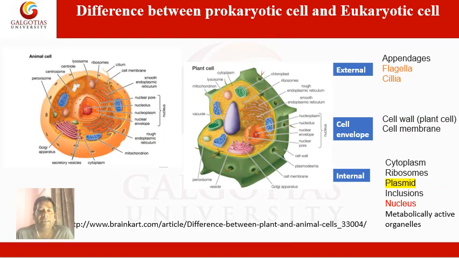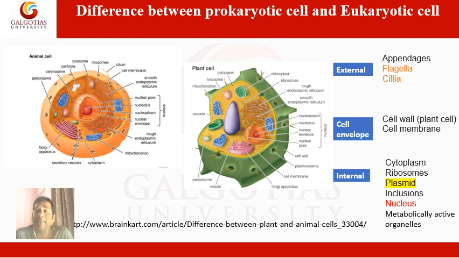Now if we see the eukaryotic cell, we have already discussed what a eukaryotic cell is. Eukaryotic cells can be further divided into animal cell and plant cell, but the basic things remain the same. They can also be divided into three parts: external, cell envelope, and internal part. In the external part, they contain appendages like flagella and cilia, but it is not necessary that all eukaryotic cells have flagella and cilia. They are mostly present in specialized cells.